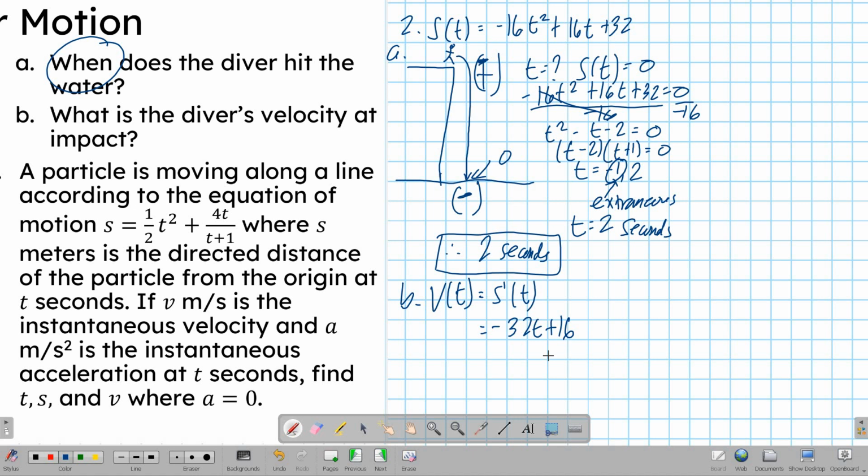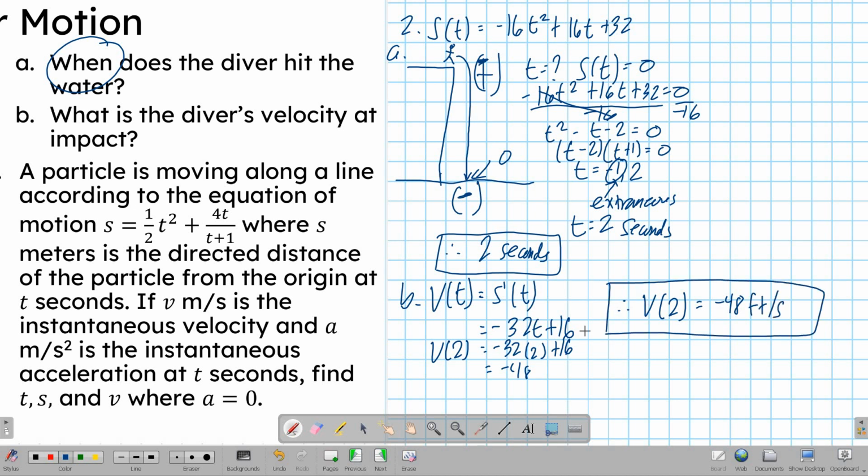Since we are told that at impact, that's t equals 2 seconds, the velocity at 2 seconds will be negative 32 times 2 plus 16. That would give us an answer of negative 48. Therefore, the velocity of the diver at 2 seconds is negative 48 feet per second. It's negative because he or she is falling down.